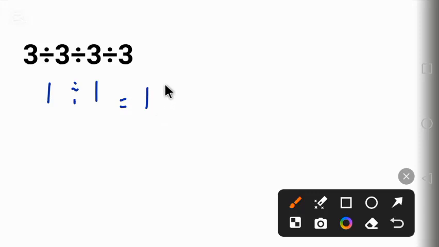But this answer is not correct, because we have the same symbol here. That means they all have equal priority. Since they have equal priority, we go from left to right. 3 divided by 3 will give us 1.